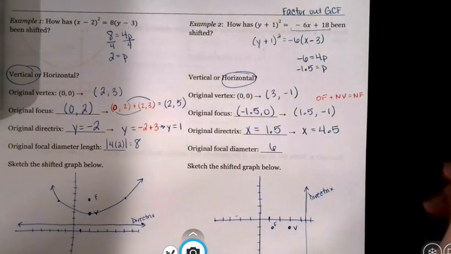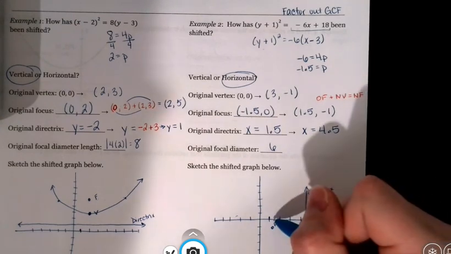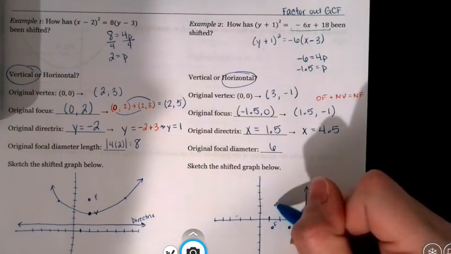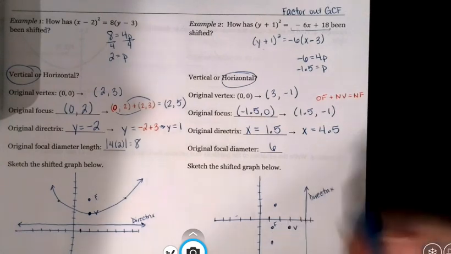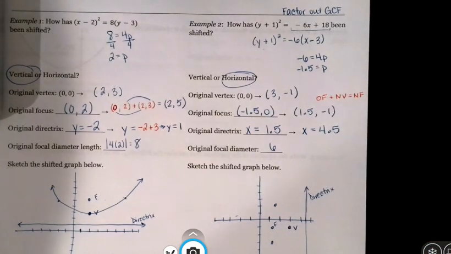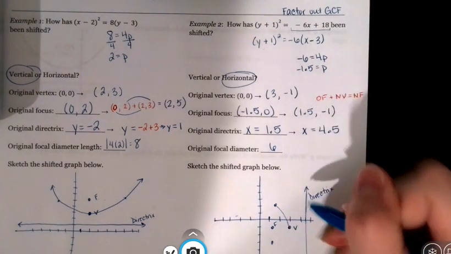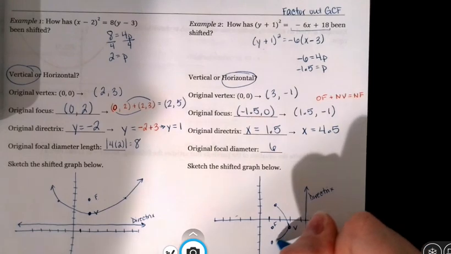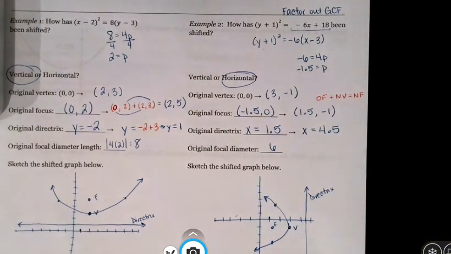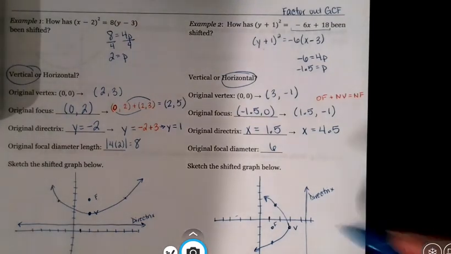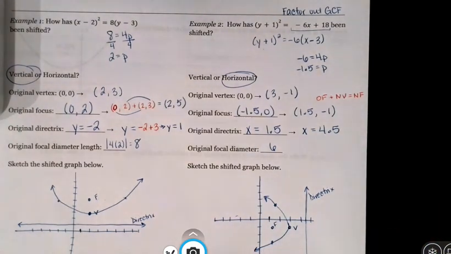And my focal diameter is 6, so I'm going to go 3 in either direction. 1, 2, 3, 1, 2, 3, like there. I don't think my spacing was that accurate, but that's okay. And then, oof. This one's a little wonky, but it works. I realize my focus is a little bit too close to 1 instead of 1.5.